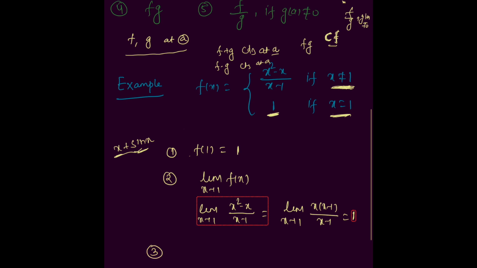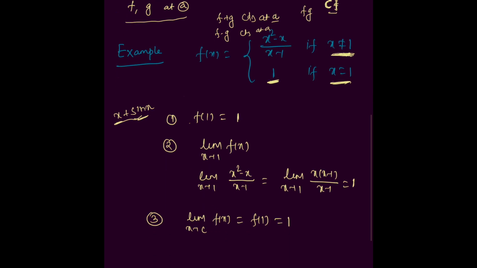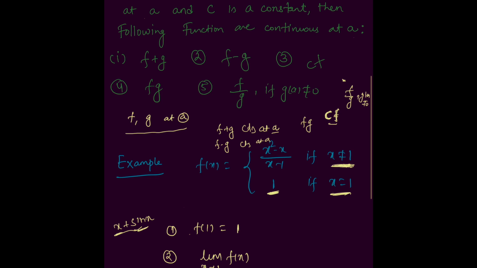The third condition is that the limit as x tends to c of f of x equals f of 1. Both are equal, meaning the limit as x tends to c of f of x equals the function value at the point x equal to 1. So we can say that f of x is continuous at the point x equal to 1. We can construct a lot of examples with the help of these theorems.